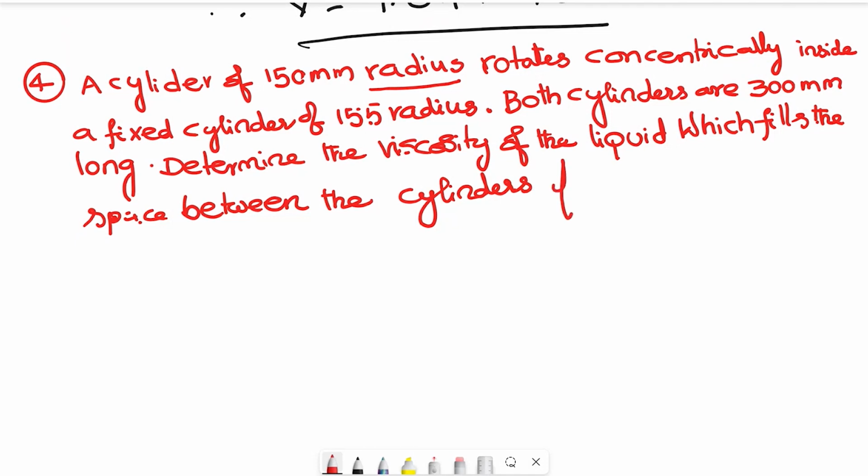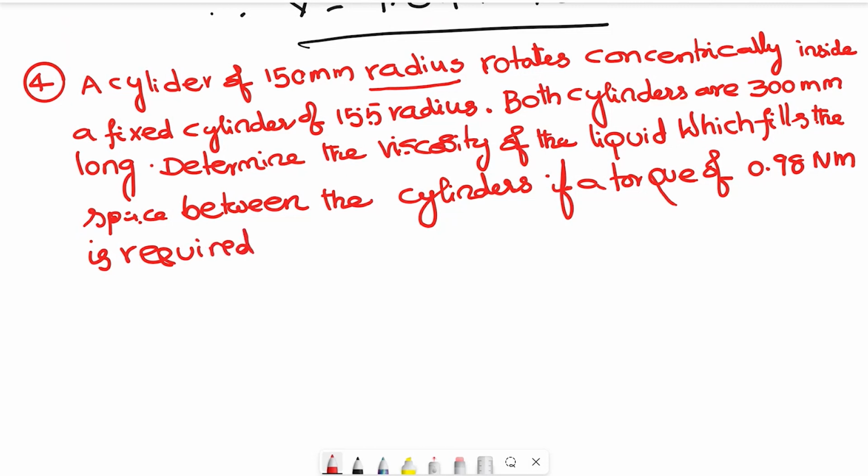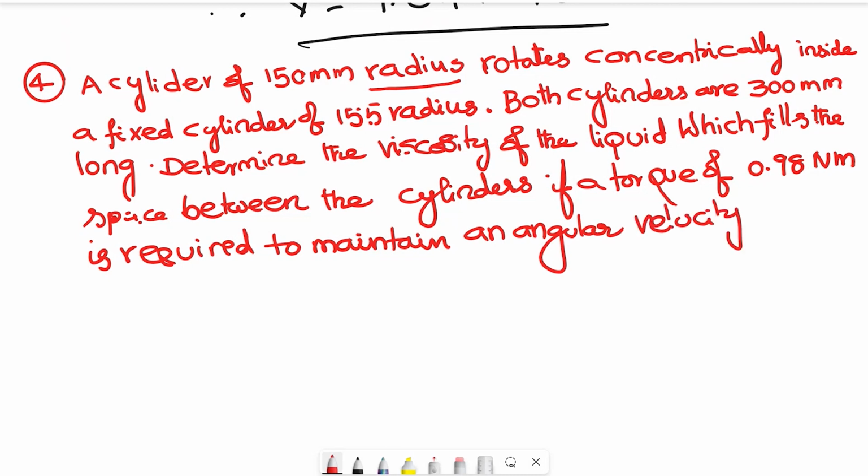If a torque of 0.98 Newton meter is required to maintain an angular velocity of 60 rpm.